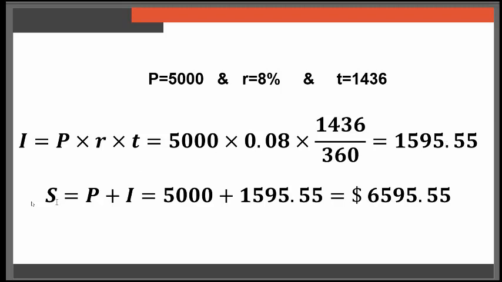And to get the amount, S equal B plus I, we calculate I. So S will be equal 5,000 plus 1595.55. So S will be equal 6,595.55.